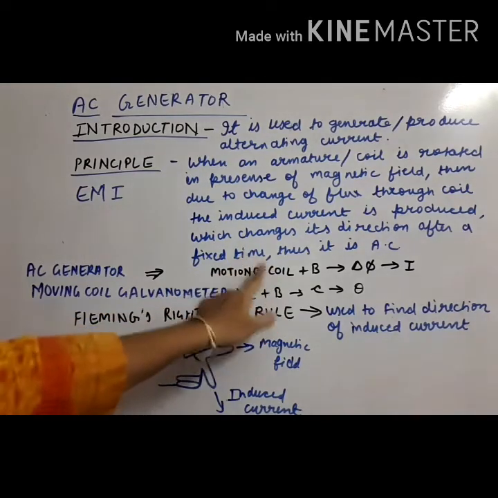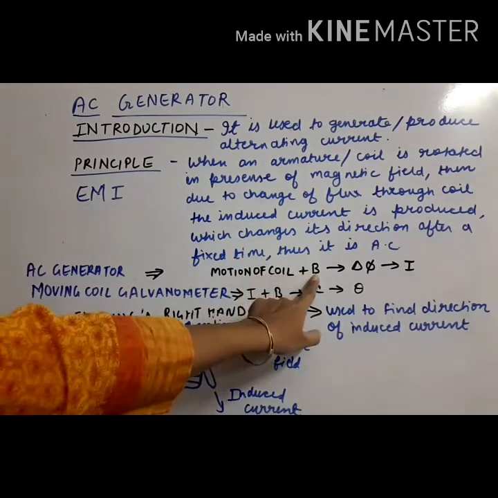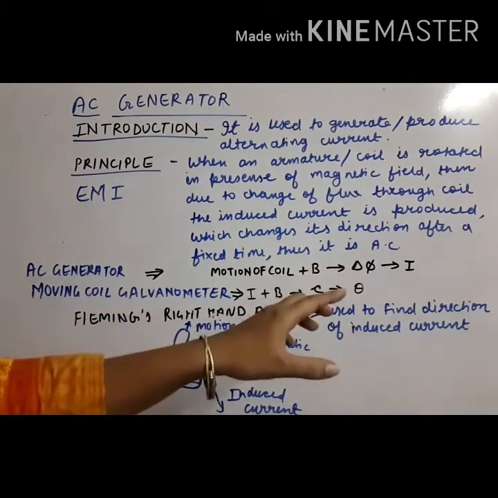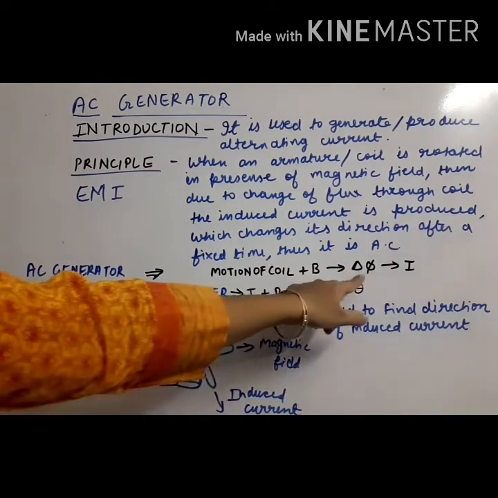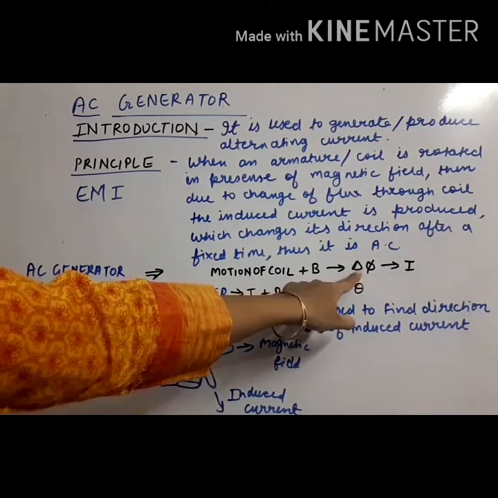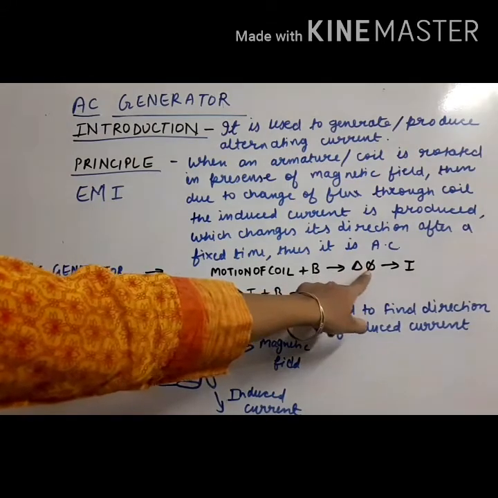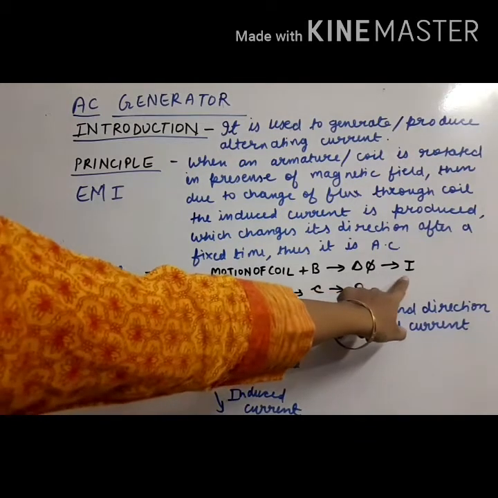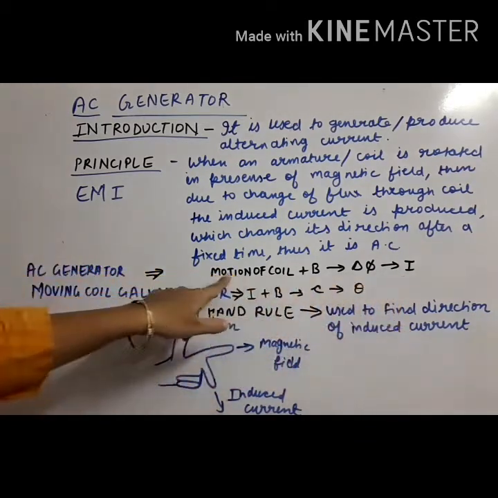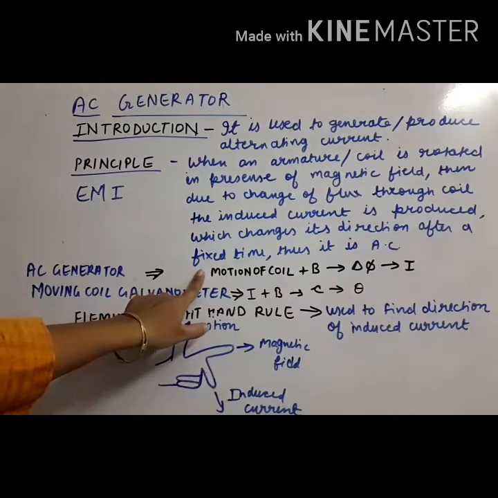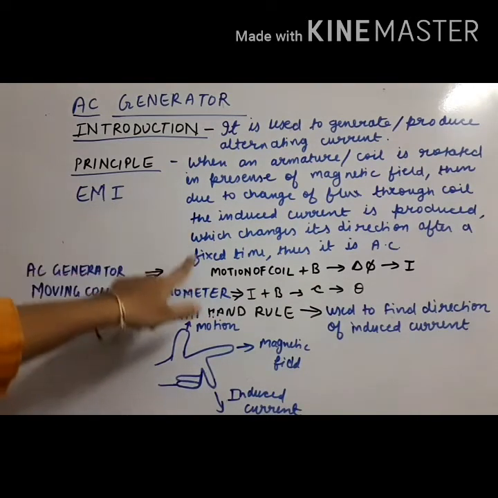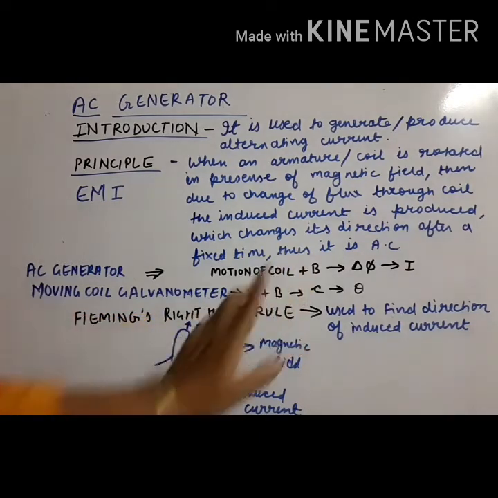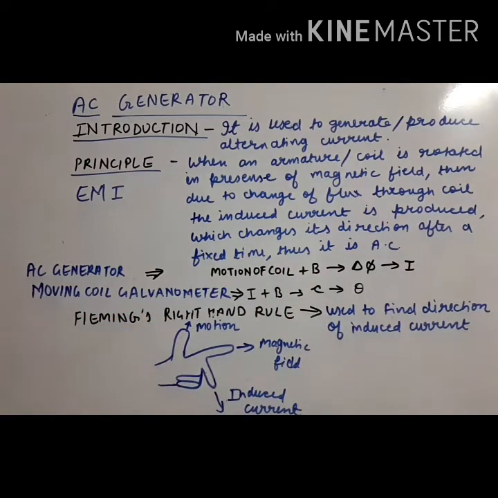We need to rotate a coil in presence of magnetic field B, so the number of field lines crossing that coil will change. That means the magnetic flux will change. Delta means change. Whenever the change of magnetic flux takes place, induced current is produced. So basically this is the equation to remember the principle. Now, we discussed the moving coil galvanometer's principle also in single equation format. Let us just compare.